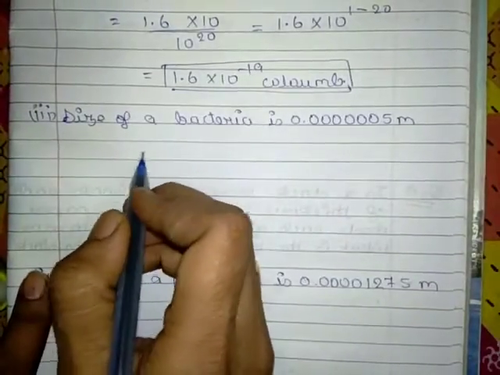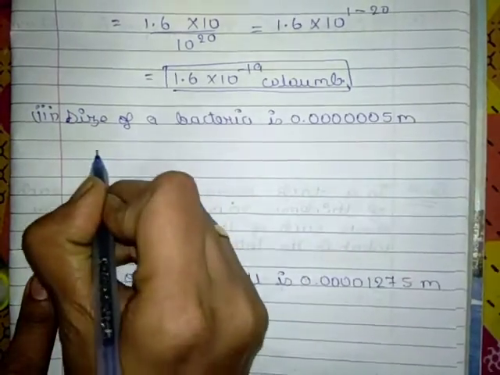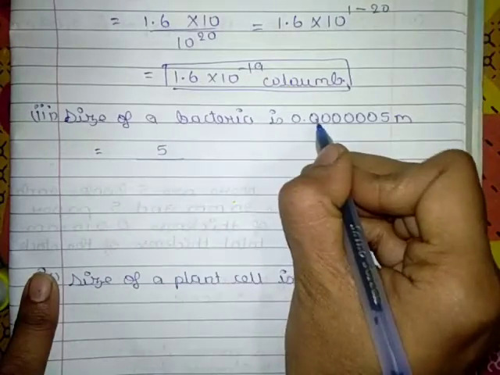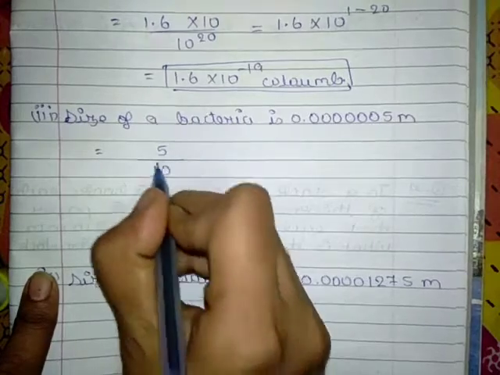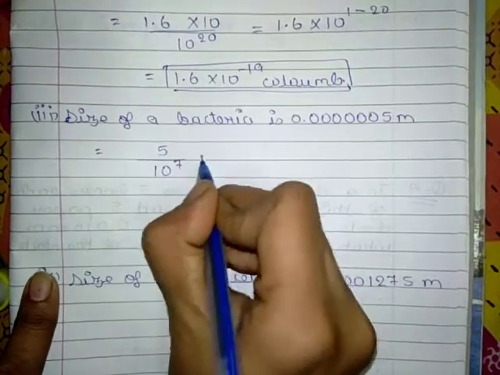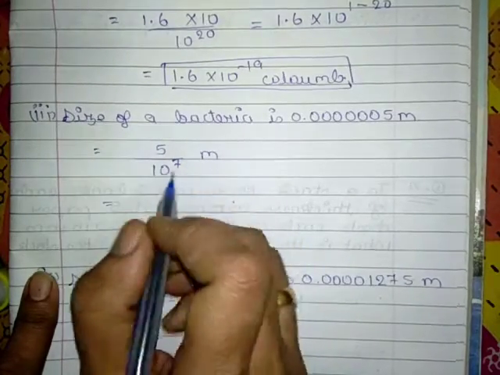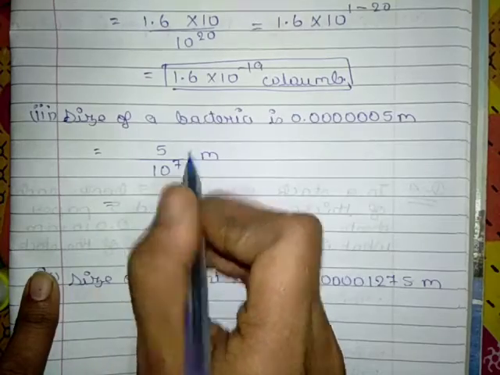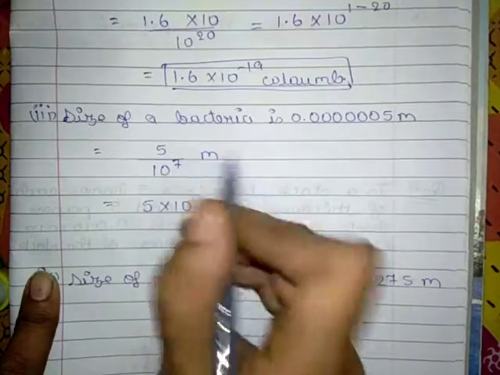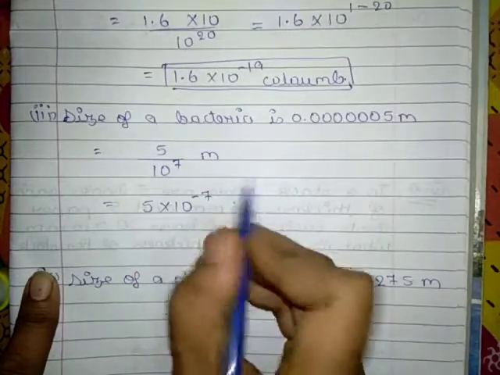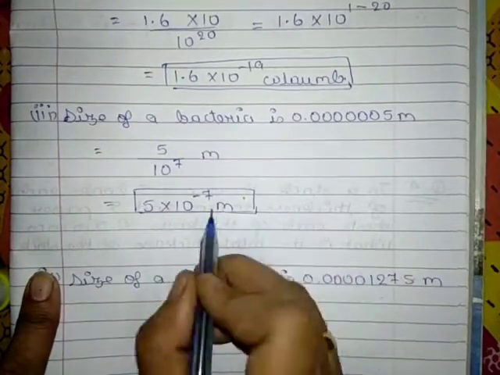Next is, size of a bacteria is 0.000005 meter. So again, first convert this into fraction form. 5 divided by 1, 2, 3, 4, 5, 6, 7. 7 zeros will come. I'm directly putting right now in exponent form, that is 10 raised to 7 meters. So if it is already between 1 to 10, so nothing to convert here. Directly bring the 10 raised to 7 in numerator. That is 5 multiplied by 10 raised to, if it is coming in numerator, then it will be minus 7 meters. The size of a bacteria will be 5 multiplied by 10 raised to minus 7 meters in standard form.